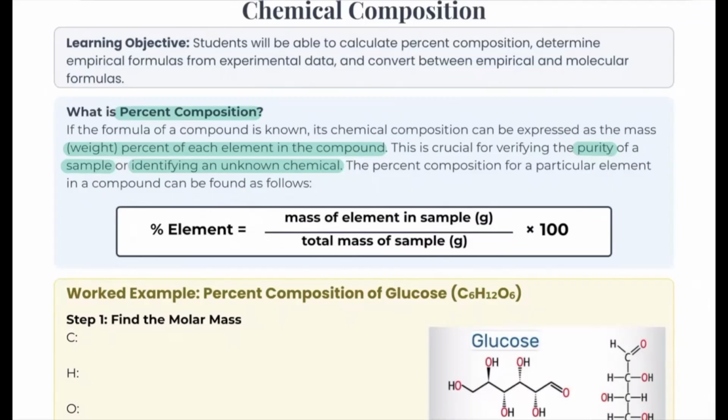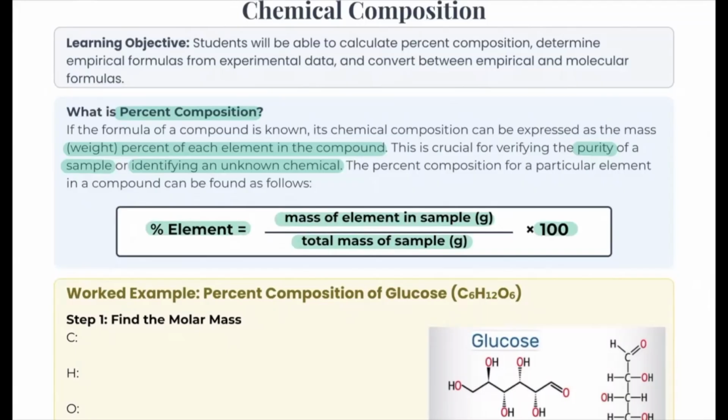So, how do we calculate it? It's a formula, and it's percent of the element is equal to the mass in grams of that element in a sample divided by the total mass of that compound times 100%.